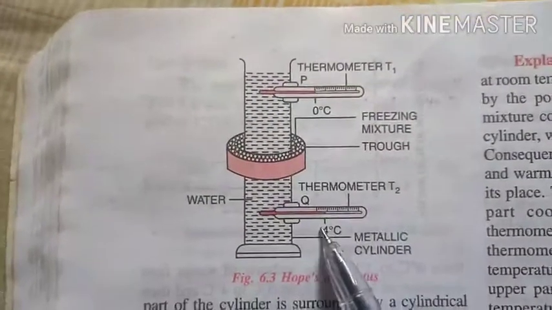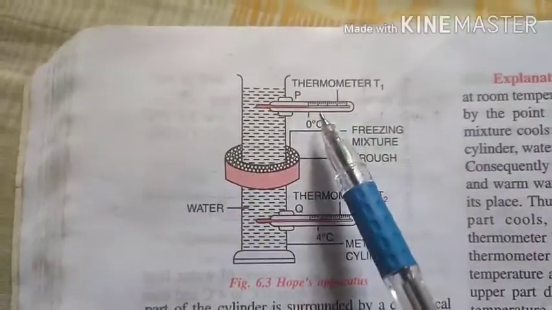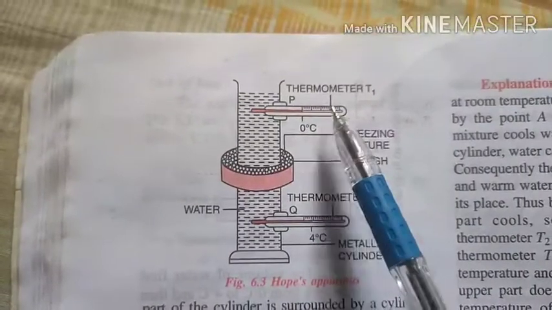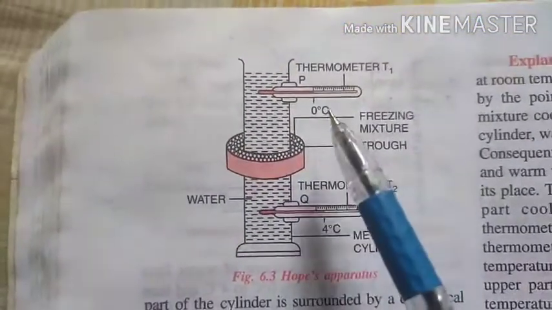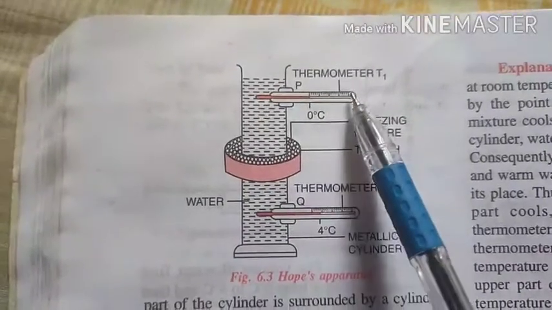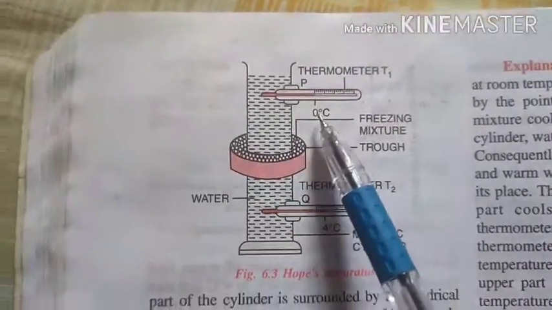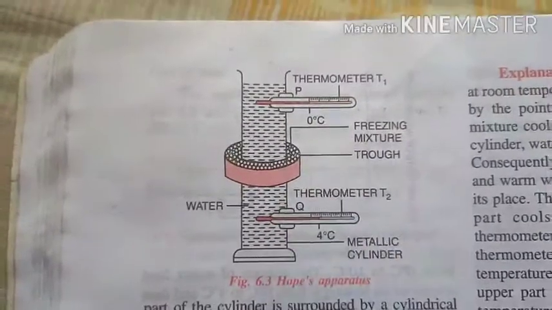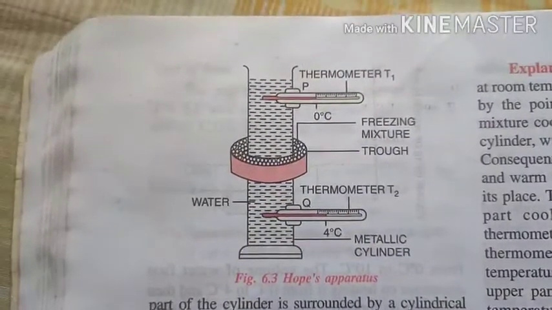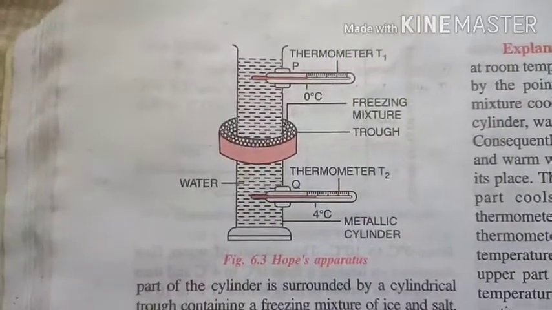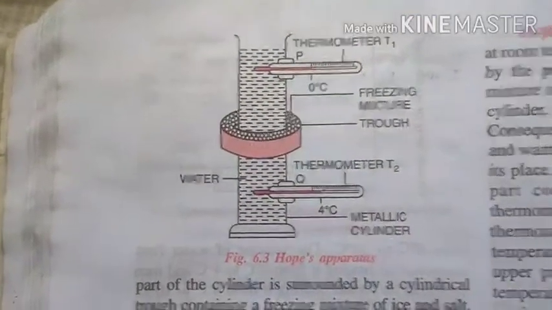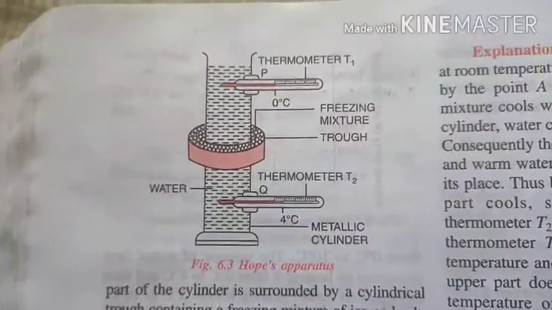But once the lower thermometer becomes 4 degrees Celsius, you can see there is a change in the upper thermometer temperature. It starts decreasing, and finally it becomes 0 degrees Celsius. So it was 12 degrees Celsius before, then it becomes 0 degrees Celsius after some time. That's what is happening. Let me give the explanation: why is it happening, and how can it prove the anomalous expansion of water?